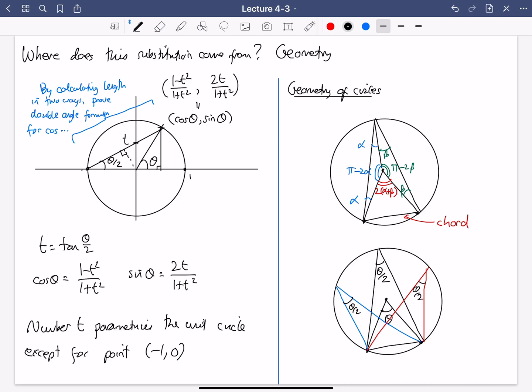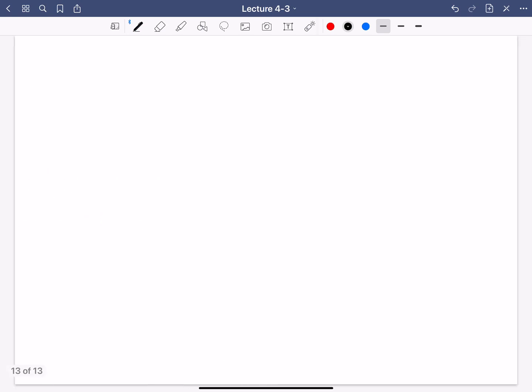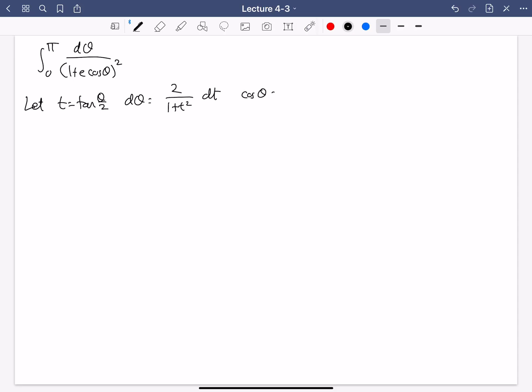But as the last thing today, let's see if we can actually use this substitution to calculate the integral as I promised. So that was the integral we were trying to do, and we're going to try and do it using my crazy substitution, t equals tan theta over 2. So remember, d theta is 2 over 1 plus t squared dt, and cos theta is 1 minus t squared over 1 plus t squared. So let's just apply those instructions.